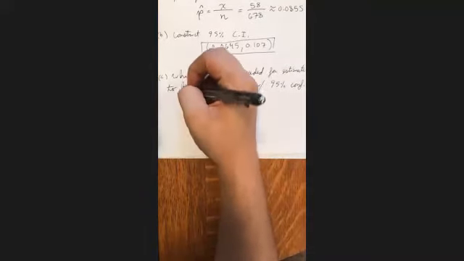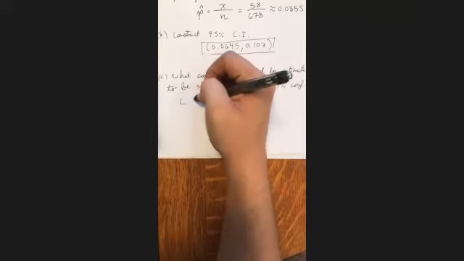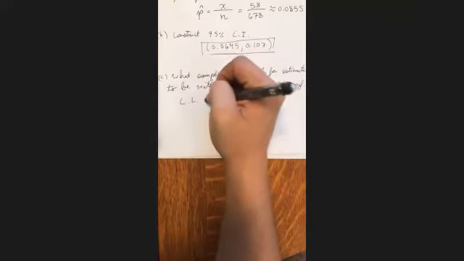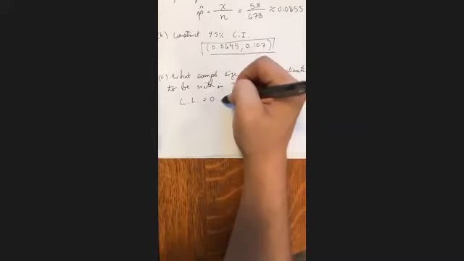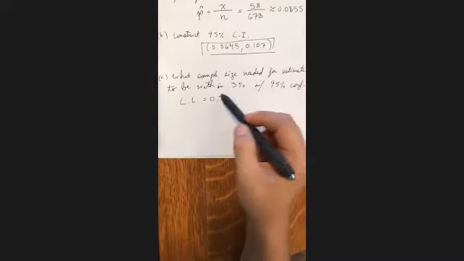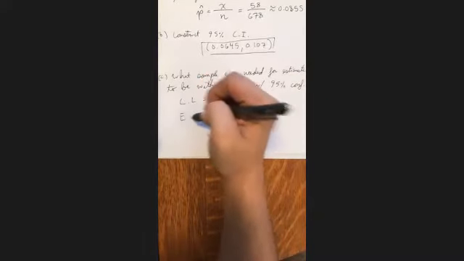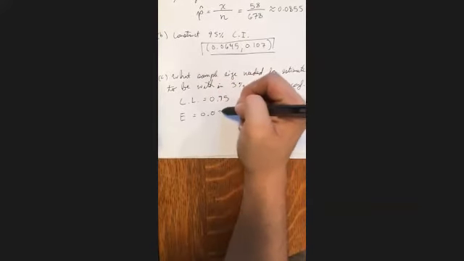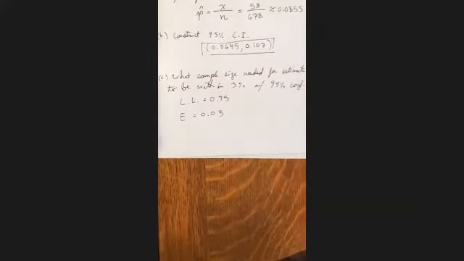We're trying to find the sample size. They've told us two things. They've told us the confidence level is 0.95, and they've told us within 3%. So that's actually your margin of error, 0.03. So you've got your confidence level and your margin of error. Now you need to calculate your sample size.